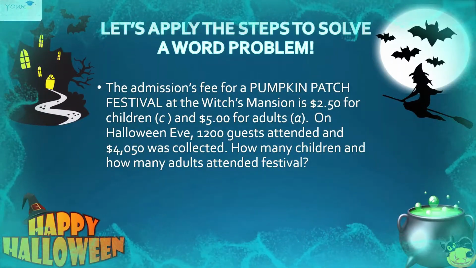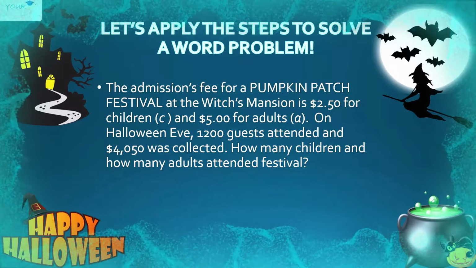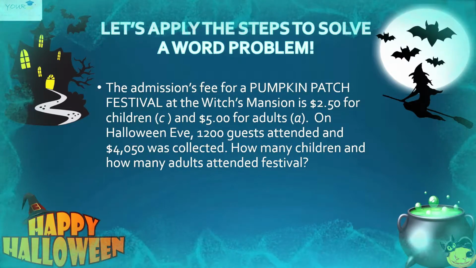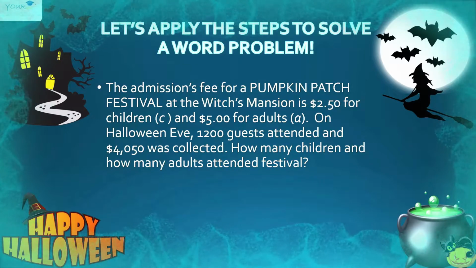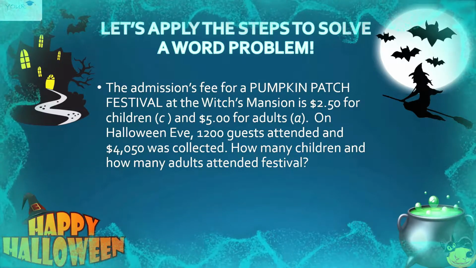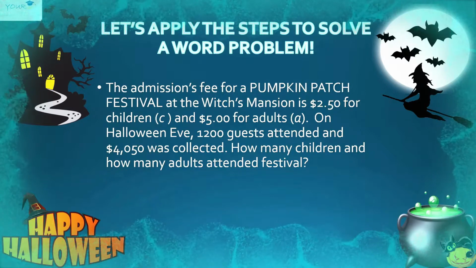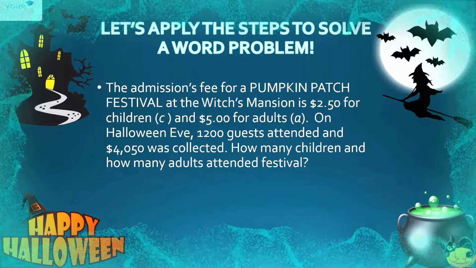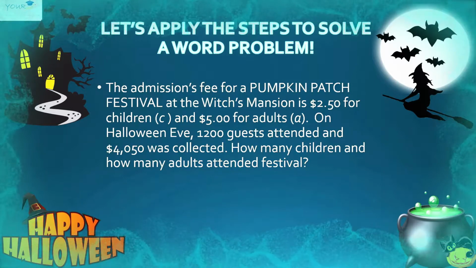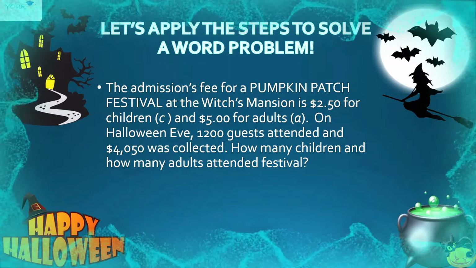The admissions fee for a pumpkin patch festival at the Witch's Mansion is $2.50 for children and $5 for adults. On Halloween Eve, 1,200 guests attended and $4,050 was collected. How many children and how many adults attended the festival?